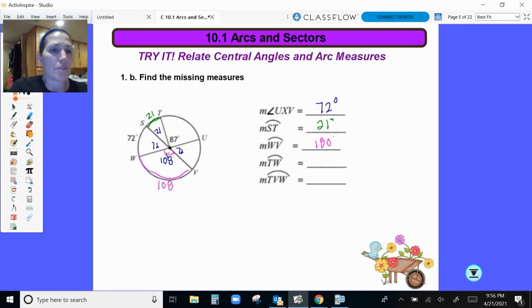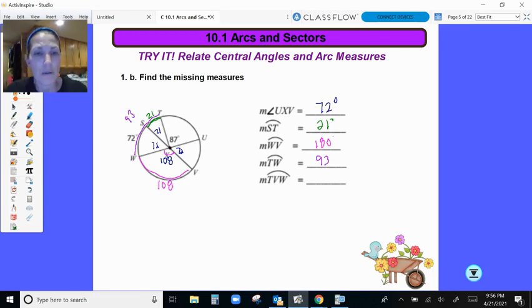Measure of arc TW. So let's look at TW. TW is kind of this bigger arc right here, so we can add 72 and 21 together. That would be 93. Okay, so that should be 93 for that whole arc.